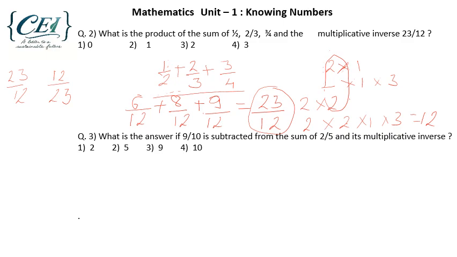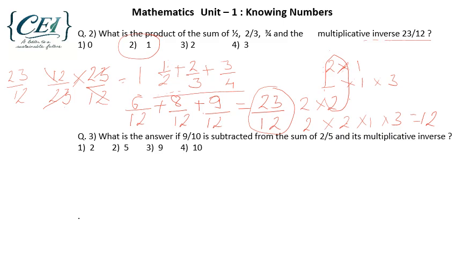Now, what is the product? We have calculated the sum, and now we have to find the product with 12 by 23, which is the multiplicative inverse of 23 by 12. The sum of the three numbers is 23 by 12. So the product is 12 upon 23 into 23 upon 12. This divides this and this goes this. So answer is 1. Correct?